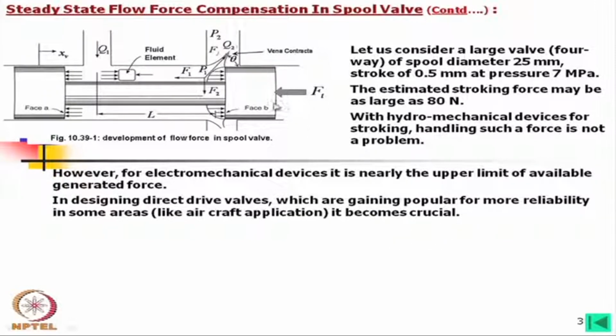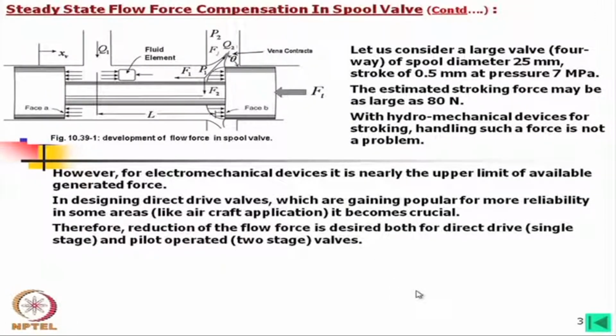For a direct drive valve, we cannot use this, or even if you use hydraulic, again some controllability problem will be there. So, in that case, if we would like to use the solenoid, it is better to reduce this force. This is the only area which we can reduce, that I have mentioned. Therefore, reduction of flow force is desired both for direct drive single stage, and also in case of pilot operated, it is better if you can reduce this force.